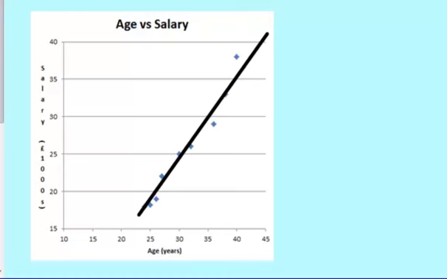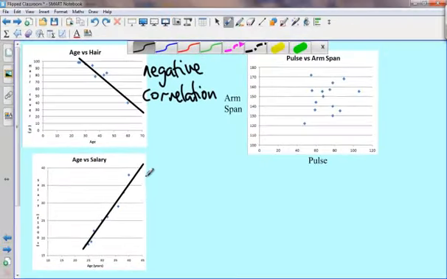And because this time, as the age is going up, as these values get bigger, so do these values, this is called positive correlation.